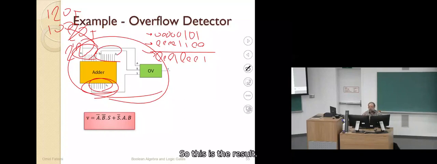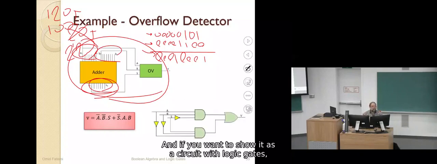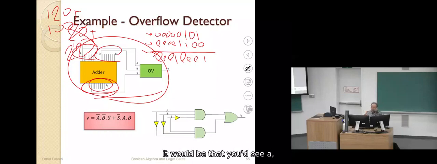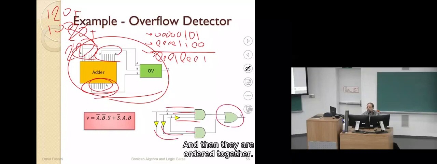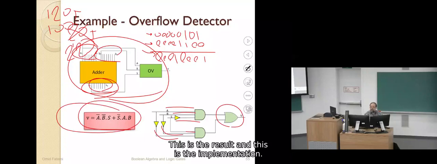Okay. So this is the result, and if you want to show it as a circuit with logic gates, it would be that. You see A, B, and S naught, and A naught, B naught, and S, and then they are ORed together. So this is the same as we have it here. This is the result, and this is the implementation.